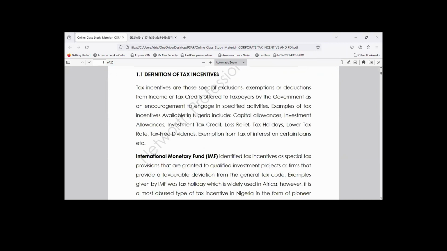What do you understand by tax incentive? Firstly, tax incentives are those special exclusions, exemptions, deductions from income and tax credits offered to a taxpayer by the government as an encouragement to engage in specified activities. Examples of tax incentives in Nigeria include capital allowance, investment allowance, loss relief, tax holiday, tax-free dividends, exemption of interest on certain loans. All these are tax incentives.